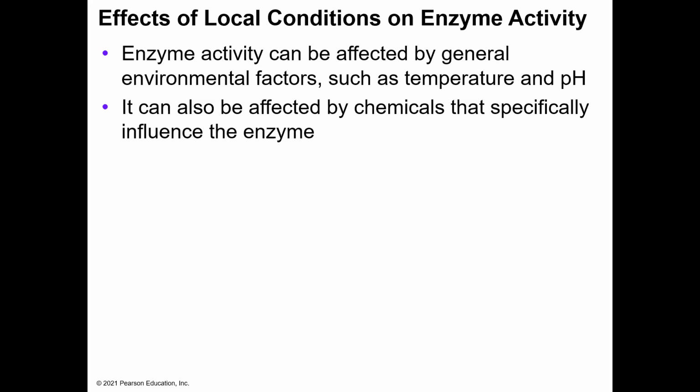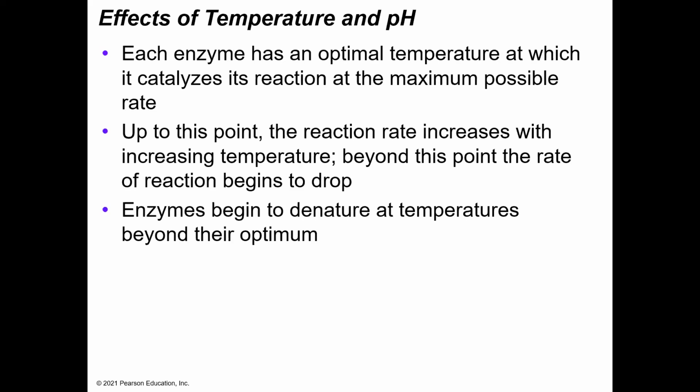Now, enzymes are not perfect. Enzyme activity can be affected by the environment, such as temperature and pH. So the local conditions can affect enzyme activity. It can also be affected by chemicals that specifically influence the enzyme. So temperature and pH are generally the examples of things that affect enzymes. These are called enzyme optima conditions.